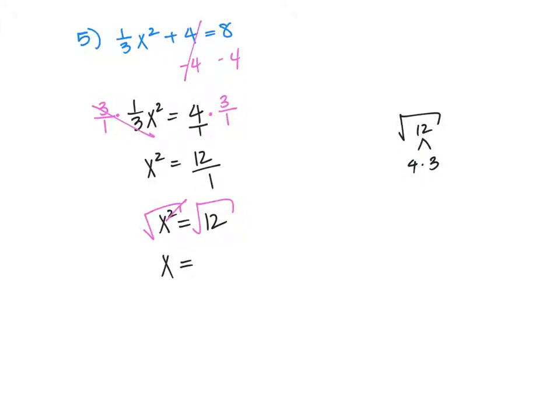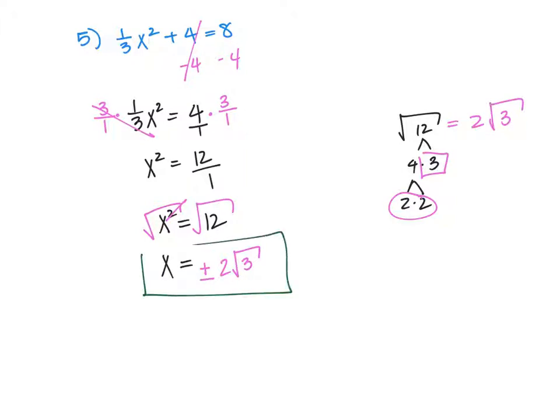4 can be broken down as 2 and 2, and then I have a pair of 2s, so that comes out of the root. But I have a leftover 3 here, so that means the 3 goes back inside the root. So in this case, this is really 2 square root of 3, but it is a positive and a negative, because with square roots, you always have a positive and negative sign. And that's it. That's my x value. All right, let's do 2 more together.